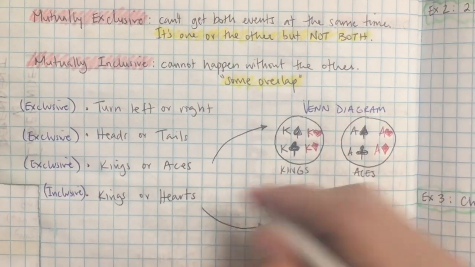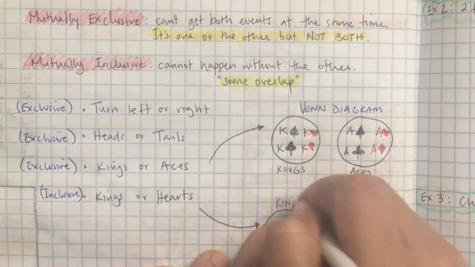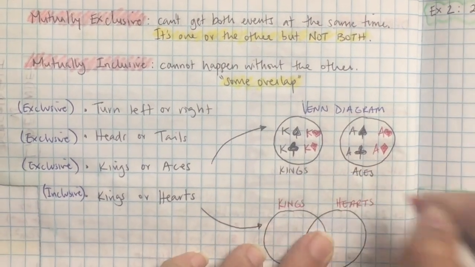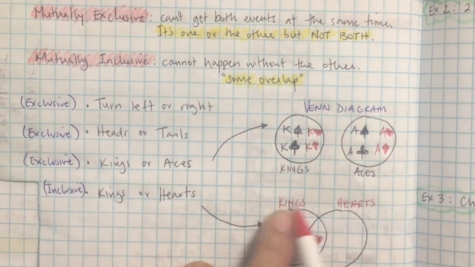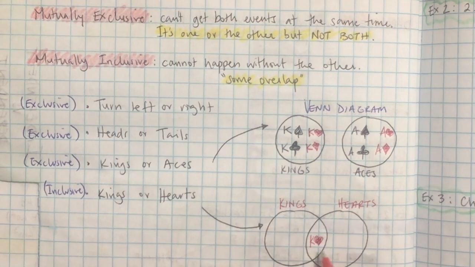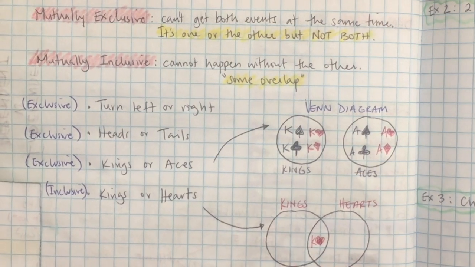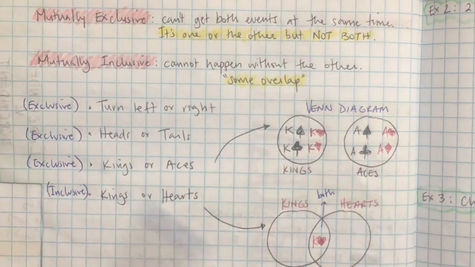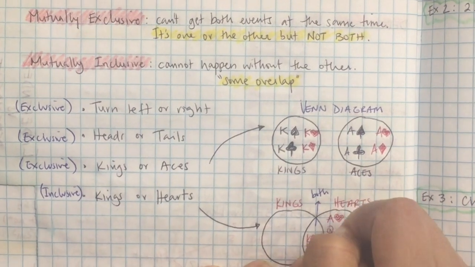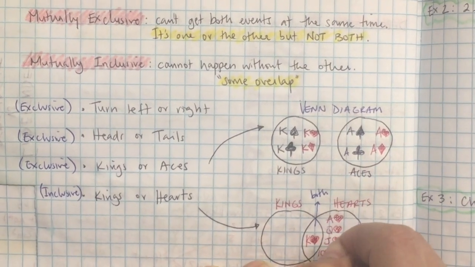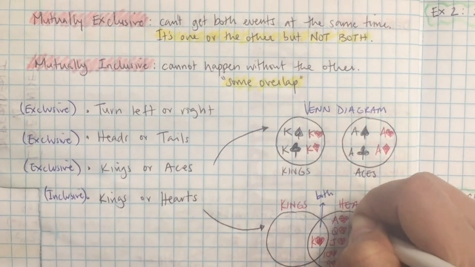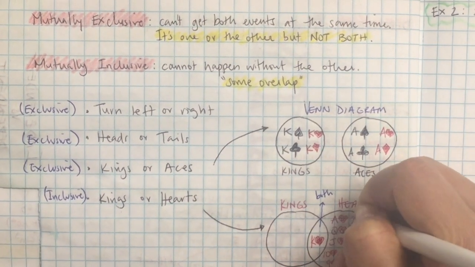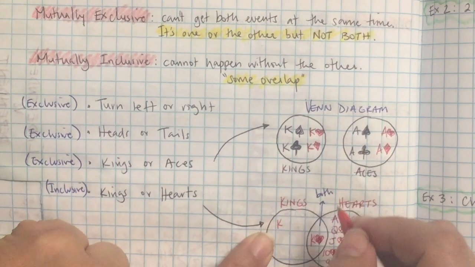But when you look at inclusive, you can have a king of hearts. You put that in the middle because it's in both. So you put it on the overlap, king of hearts, because it's both in the kings and it's also in the hearts. And then the other kings would be not in the hearts. So you have king of spades, a king of clubs, and a king of diamonds. Then you'd have an ace, queen, jack, 10, 9, 8, 7, 6, 5, 4, 3, 2 of hearts.